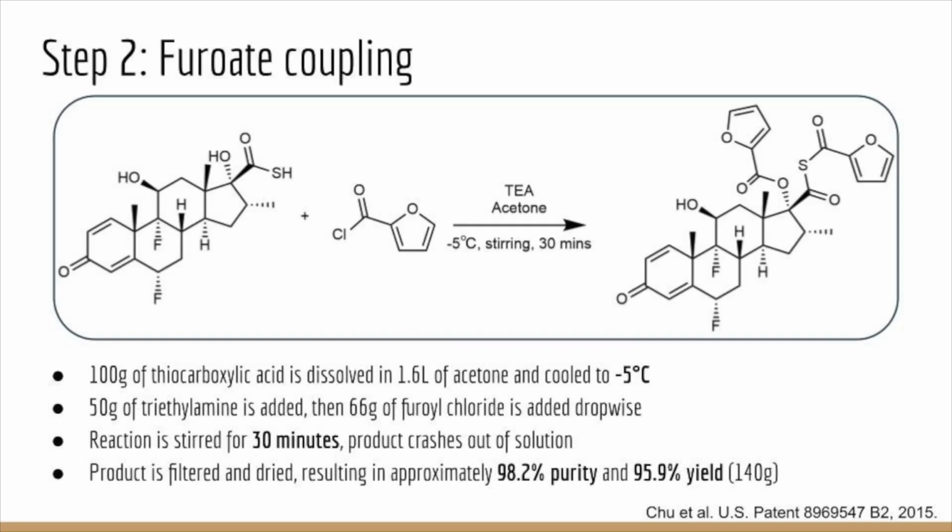The next step of the synthesis involves the coupling of furoate to the alcohol and thioic acid on the 5-membered ring. Thioic acid is dissolved in acetone, then triethylamine and furyl chloride are added to the reaction. The temperature of the reaction is maintained at -5 degrees Celsius. After 30 minutes of stirring, the product crashes out of the solution, is filtered, and dried. The product is obtained in 98.2% purity and 95.9% yield.